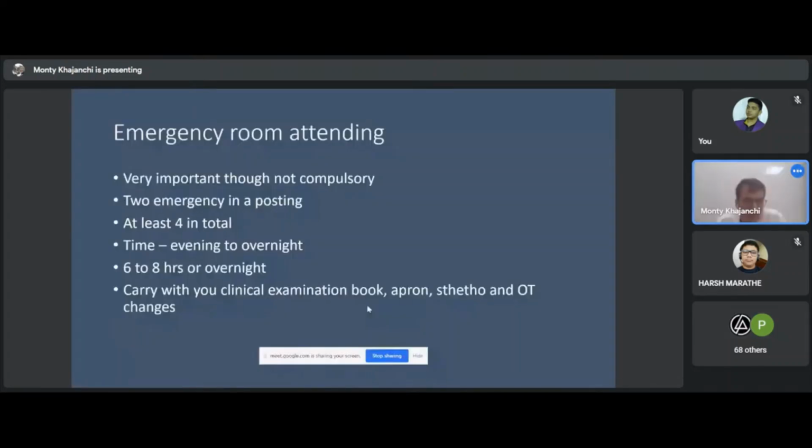So yeah, carry with you the clinical examination book, apron, stethoscope, and OT changes. Okay, apron because then people know you're a student. Apron pehna hai, doctor hai. So you don't have to keep answering everybody.